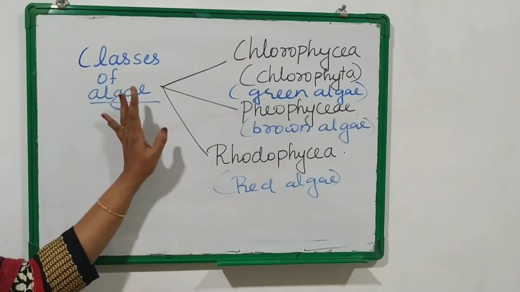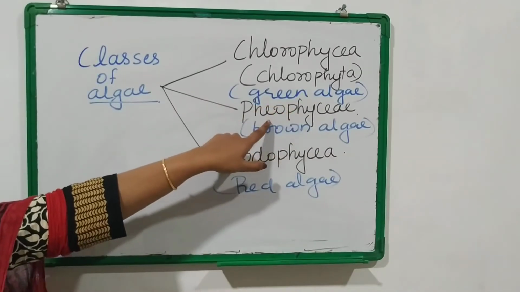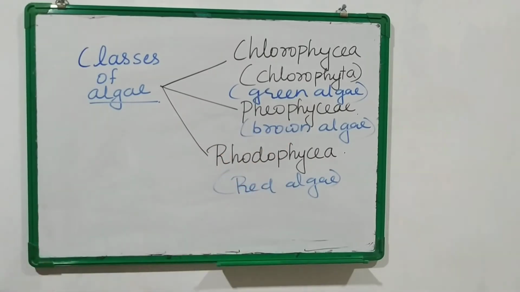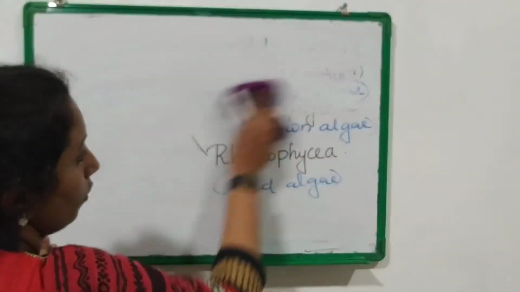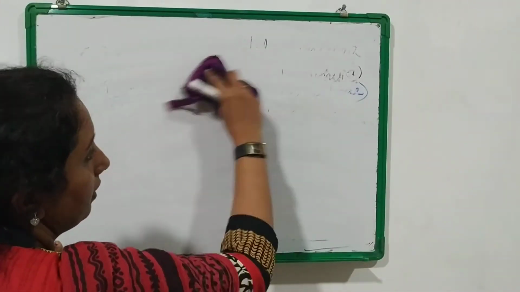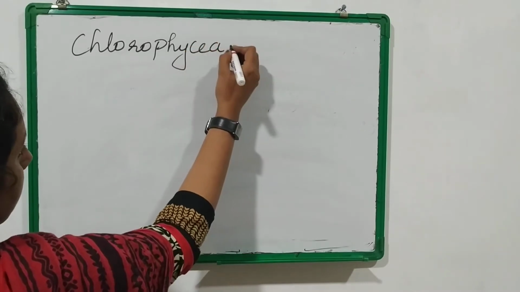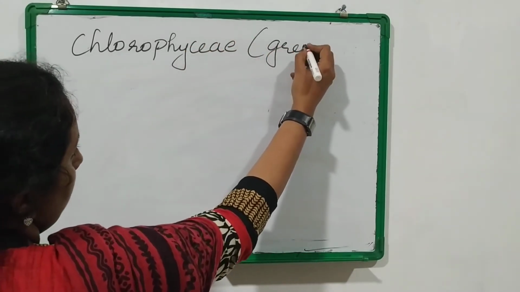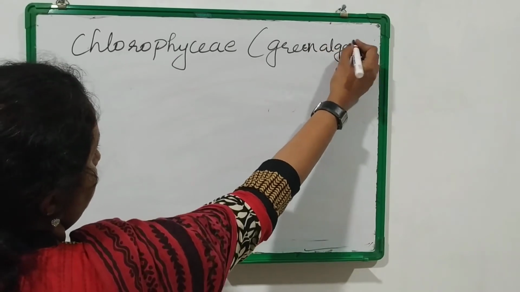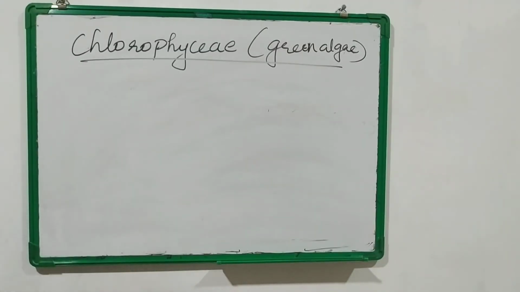So the three types of algae are Chlorophyceae or green algae, Phaeophyceae or brown algae, and Rhodophyceae or red algae. First we are going to discuss Chlorophyceae, that is green algae. From the name itself it is clear that they are green in color.